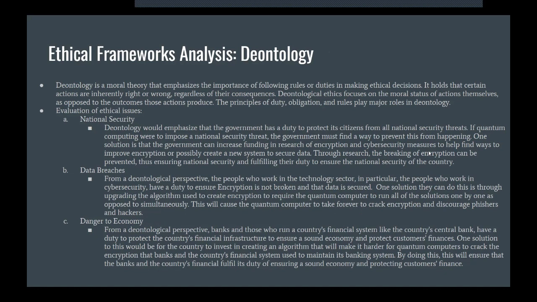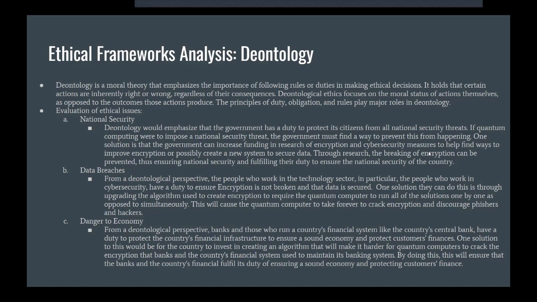And this is our analysis for deontology. Deontology is a moral theory that emphasizes the importance of following rules or duties in making ethical decisions. It holds that certain actions are inherently right or wrong, regardless of their consequences. Deontological ethics focuses on the moral status of actions themselves, as opposed to the outcomes those actions produce. The principles of duty, obligation, and rules play major roles in deontology.